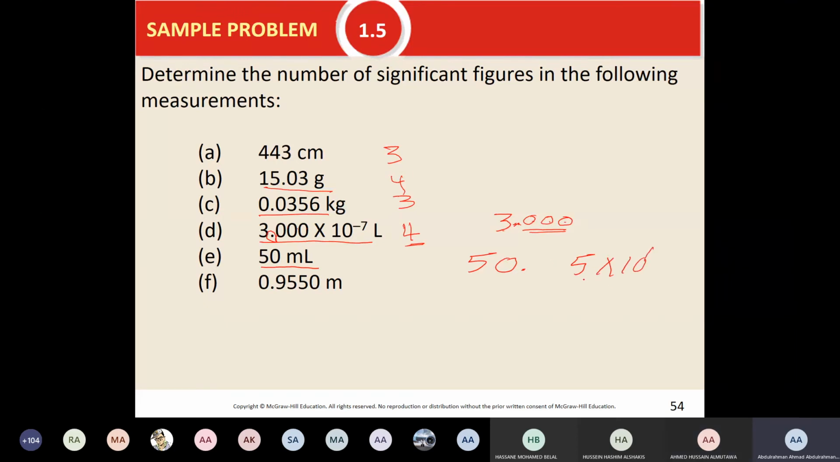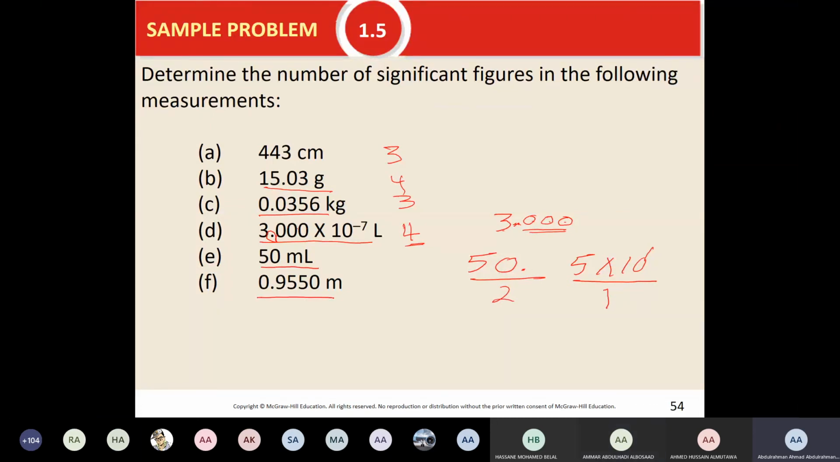How many significant figures do you have here? 1. What is 5 times 10 to the power 1 equal to? 50. But how many significant figures do we have here? Only one. Here we have 2. Is this clear? So if there is a decimal, then we can tell.